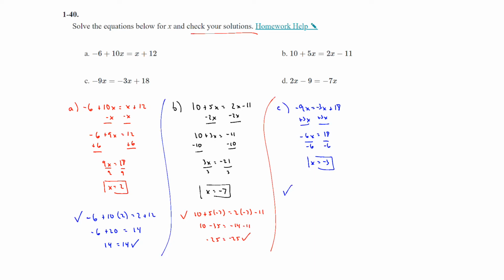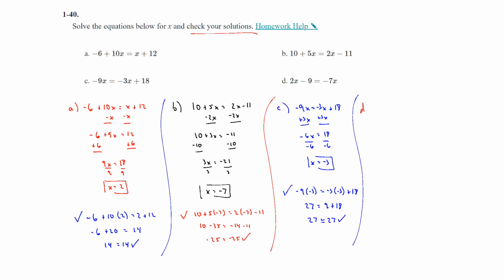And then, as always here, let's go ahead and check. Negative 9 times negative 3 should equal negative 3 times negative 3 plus 18. So that'd be positive 27 is equal to 9 plus 18. Is 9 plus 18 27? And it is. So 27 is equal to 27.